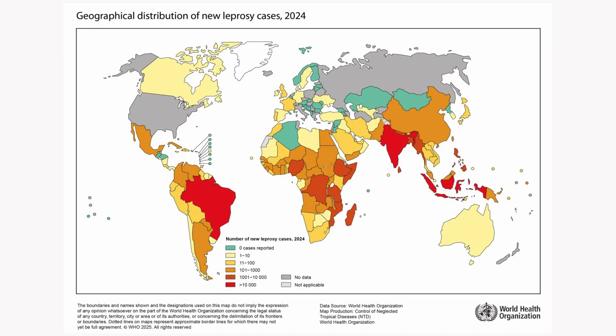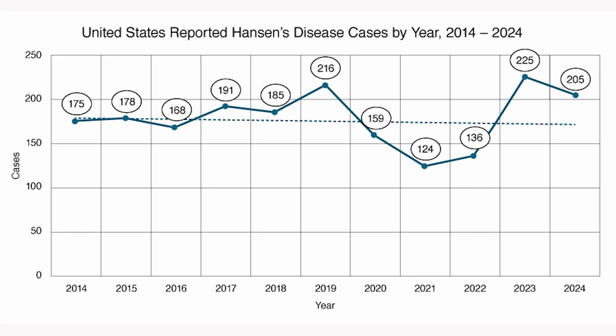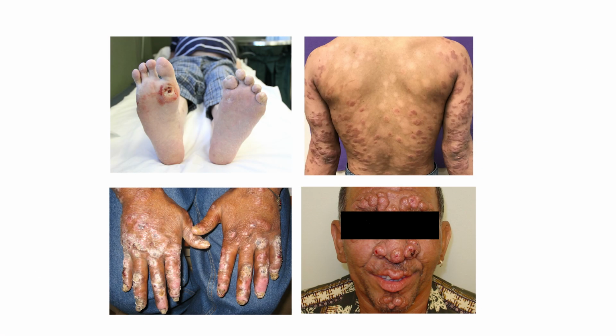Hansen's disease, more commonly known as leprosy, continues to affect people worldwide today. Though often thought of as an illness of the past, around 200 new cases are still reported each year in the United States, reminding us that Hansen's disease remains a current public health concern.